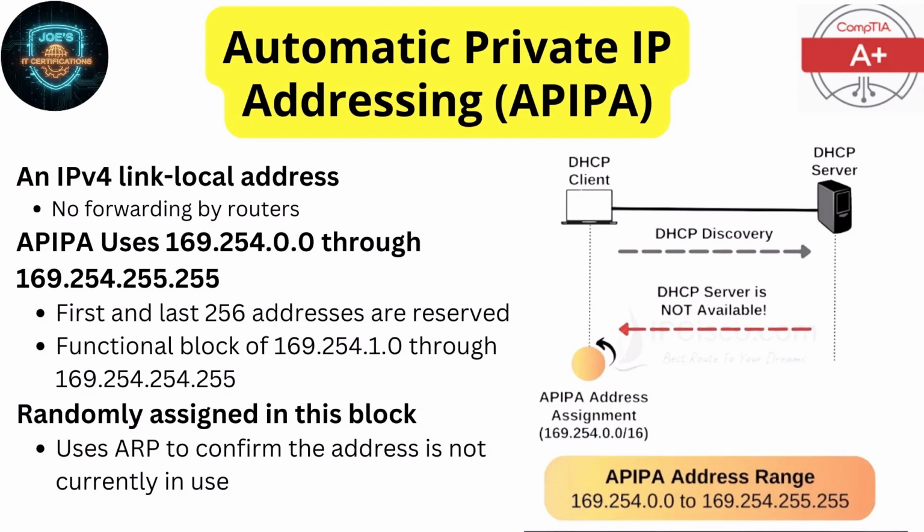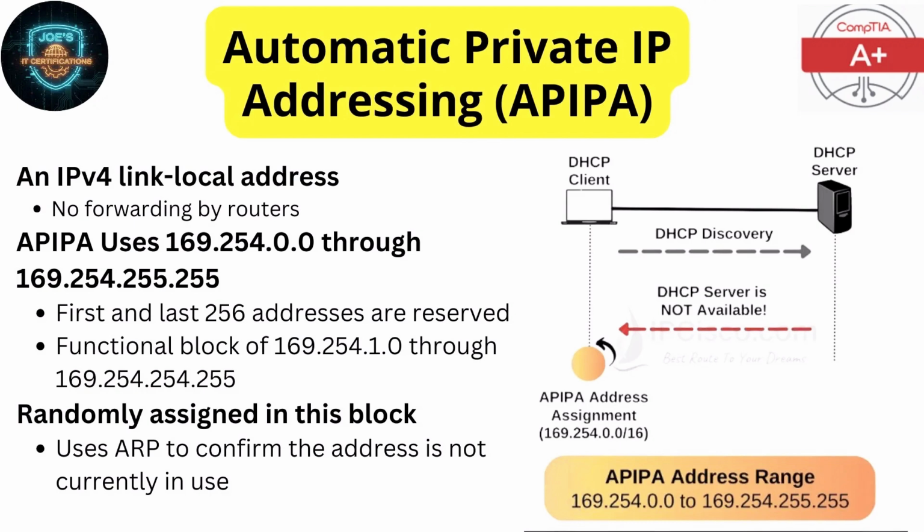In most cases, the operating system is going to assign an APIPA address. This stands for automatic private IP addressing. We also refer to this as an IP version 4 link local address. This is an IP address that allows you to communicate with other devices on your local IP subnet, but it's not able to route outside of your local subnet.